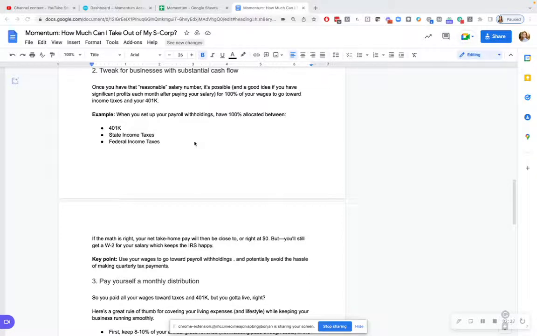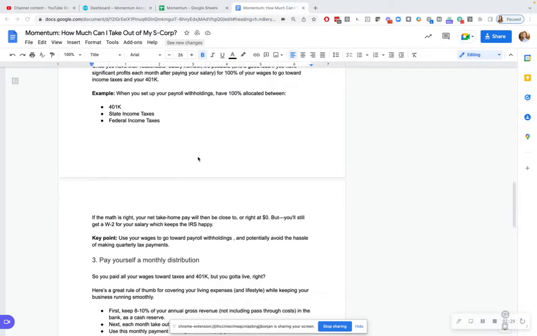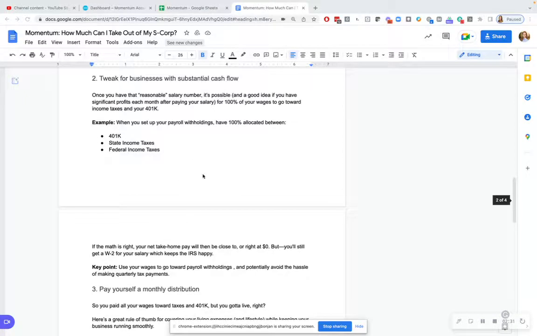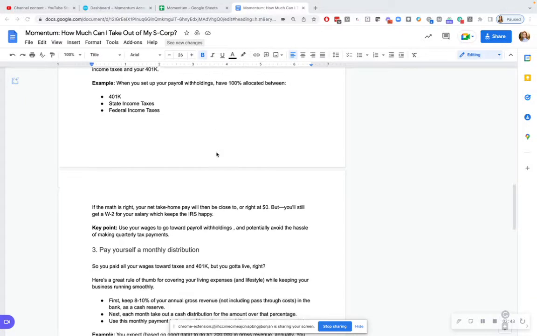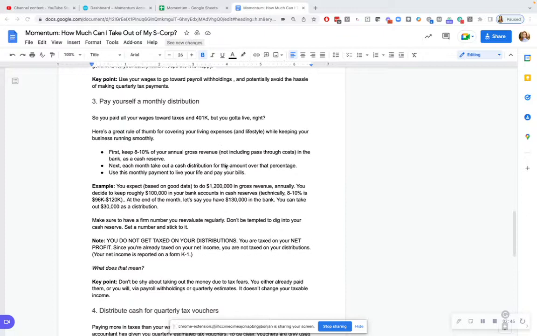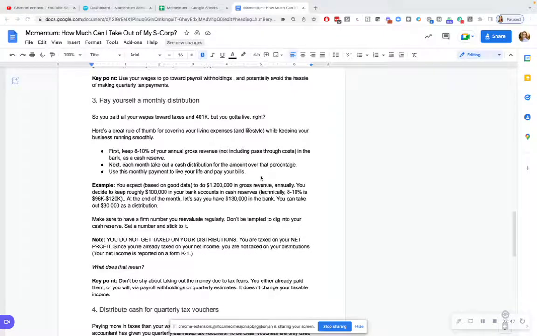The nice thing about that is that can sometimes mean that you don't have to pay quarterly estimated taxes. So if these dollar amounts are enough to cover your taxes for the entire year, you don't have to deal with quarterlies. All that money just goes straight into the IRS and the state and your 401k. And then basically what you do is you pay yourself a monthly distribution, and that's the money to live off of.